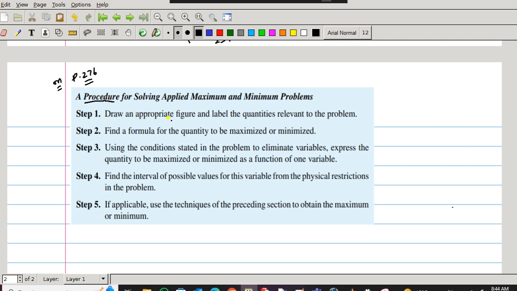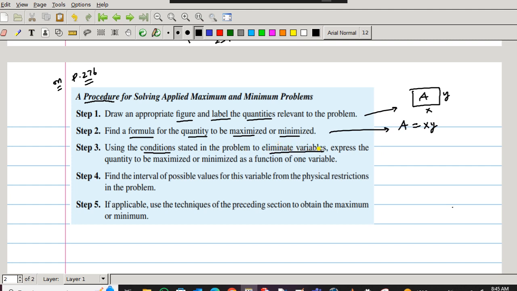So see, first thing is he said draw the appropriate figure, label the quantities. This is what we did. You see in the previous example, we drew the figure, we said x and y are the length and width and A be the area. Agree? That's what we did. And then he said find the formula for the quantity to be maximized or minimized. So in the second step, we wrote A is equal to x into y. Area equal to x and y. Then he said use the conditions stated in the problem to eliminate variables and express the function as one variable.